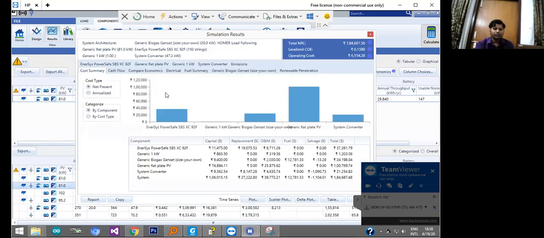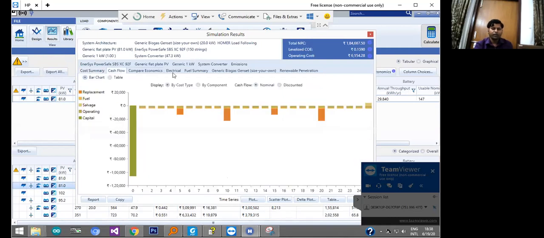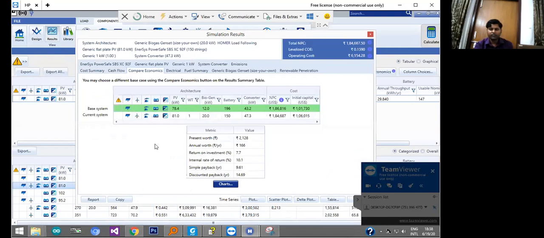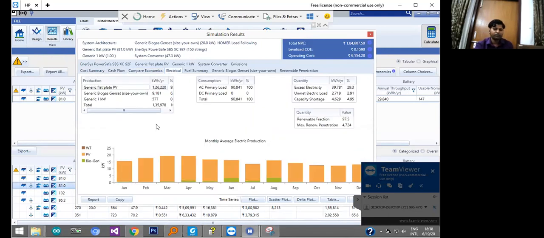Then you can see here what I showed you earlier: different components, price, capital, replacement, and total system price. It will calculate everything and give you how the cash flow will happen and how much electrical energy it will generate. Here you can also see the different systems: from solar, how much it generates per year; from the biogas generator, how much; from wind, how much. All it will give you, yearly, and here you can see monthly also.